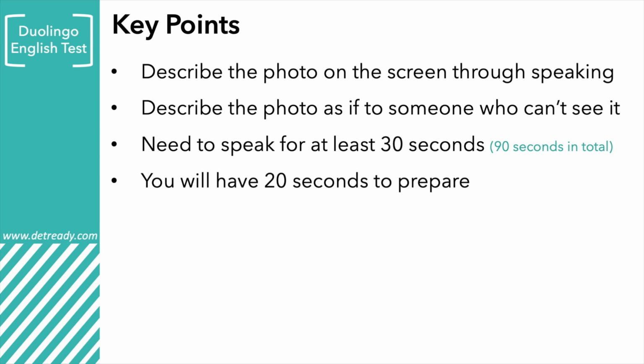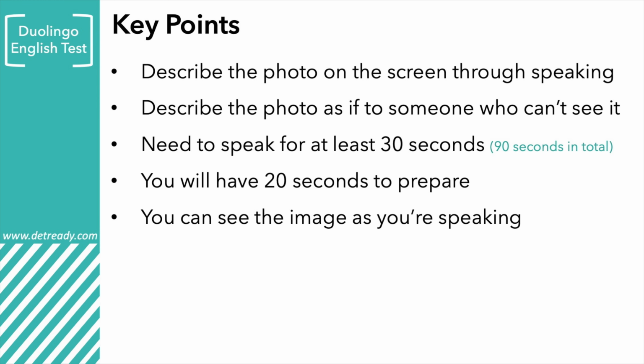So for this question type, you have 20 seconds to prepare. So this is quite different than the write about a photo question type. On that writing one, you have no preparation time. But for this one, you have 20 seconds to look at the photo and prepare mentally. Remember, you're not allowed to take notes in this Duolingo English test, so all the preparation needs to be done mentally in your head. Make sure you don't write anything because you will get disqualified for that.